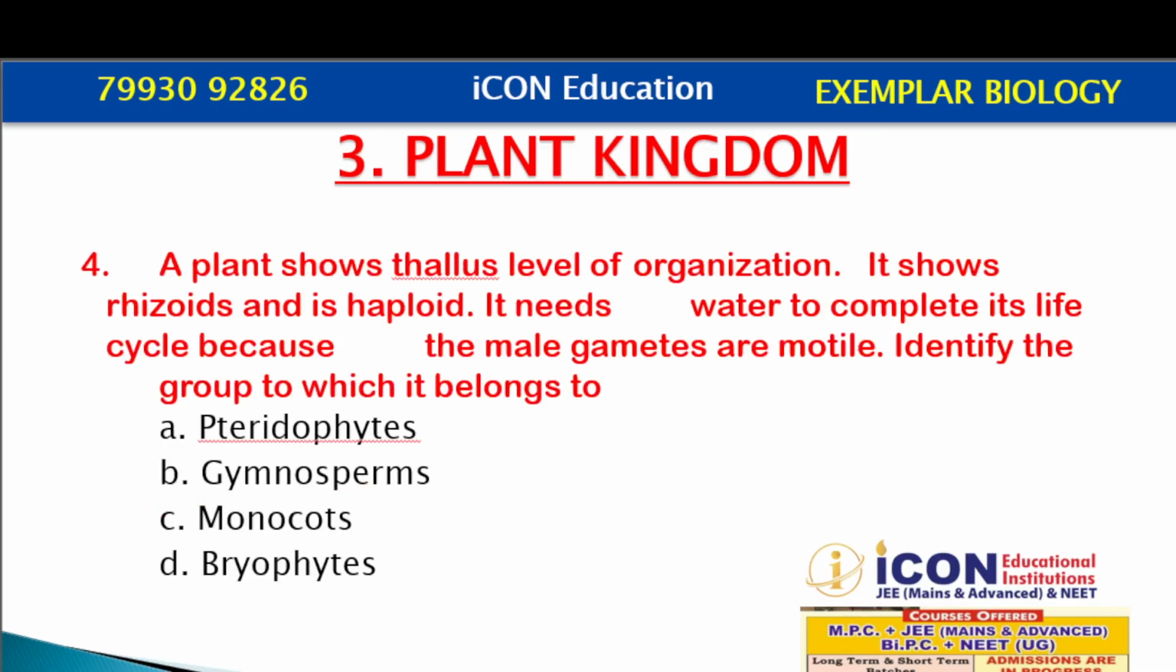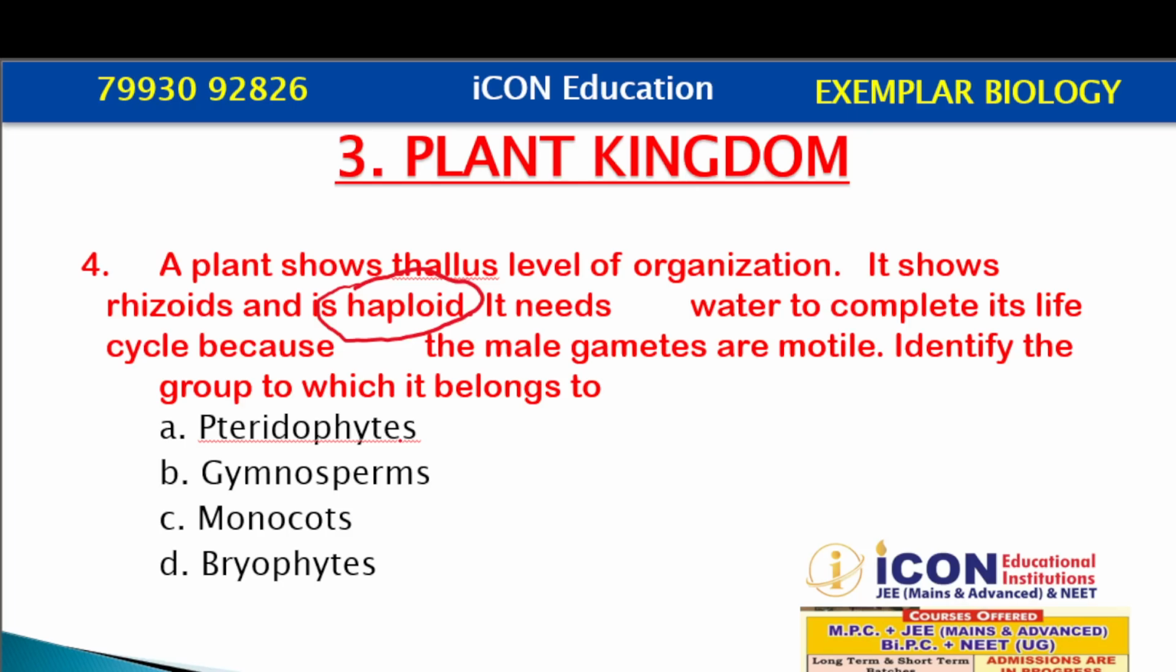Question number 4. A plant shows a thallus level of organization. It shows rhizoids and is haploid. It needs water to complete its life cycle because the male gametes are motile. Identify the group to which it belongs. So the key word in your answer is that the plant body is haploid.